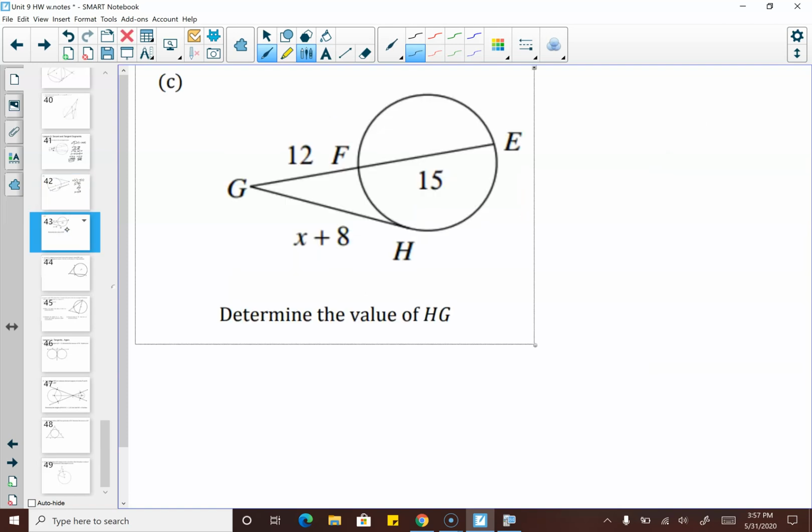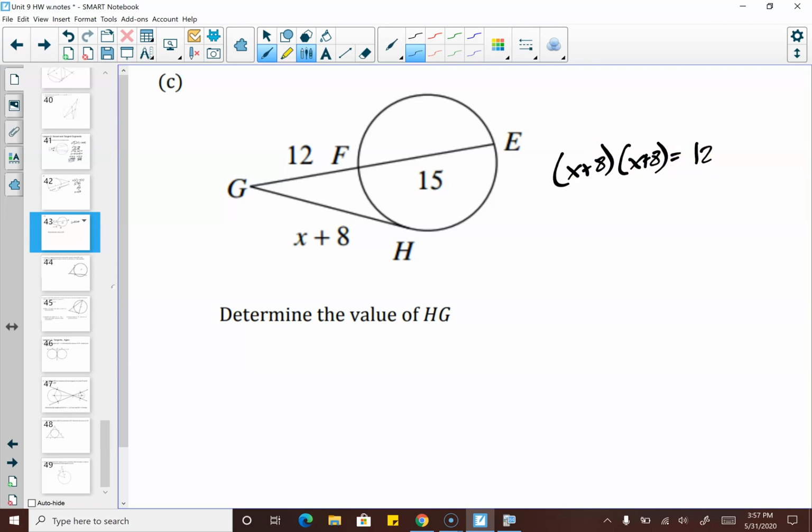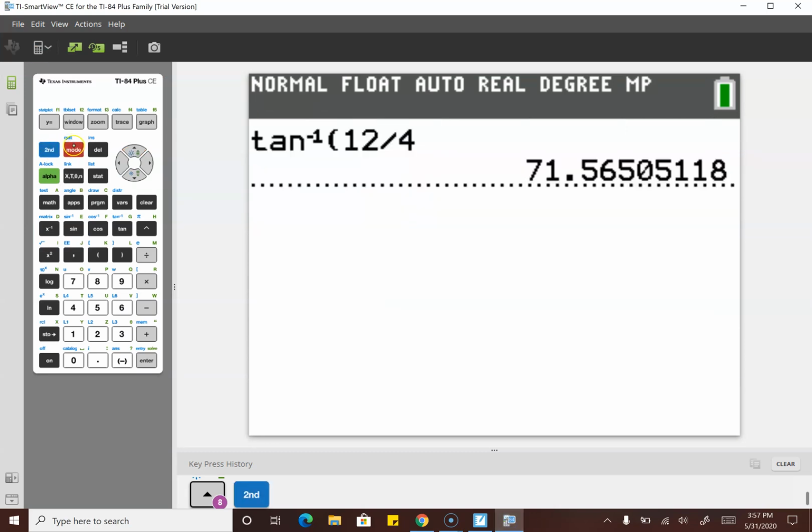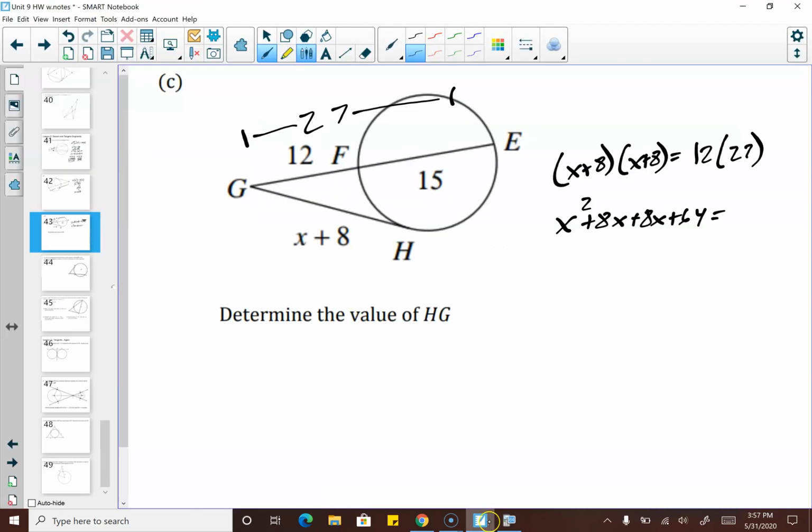So here, same thing. We are going to find the value of HG. So it's going to be outside times whole equals outside times whole. So for the tangent, x plus 8 times x plus 8 equals, outside of the top is 12. Whole thing is 12 plus 15, which is 27. So when we multiply this out, we get x squared plus 8x plus 8x plus 64 equals 12 times 27, which is going to be 324.